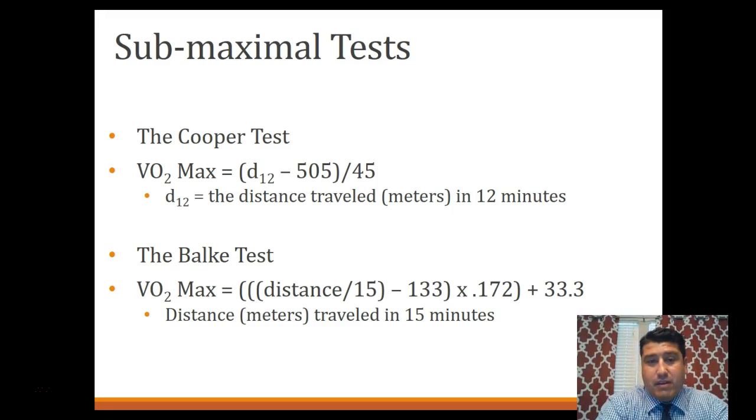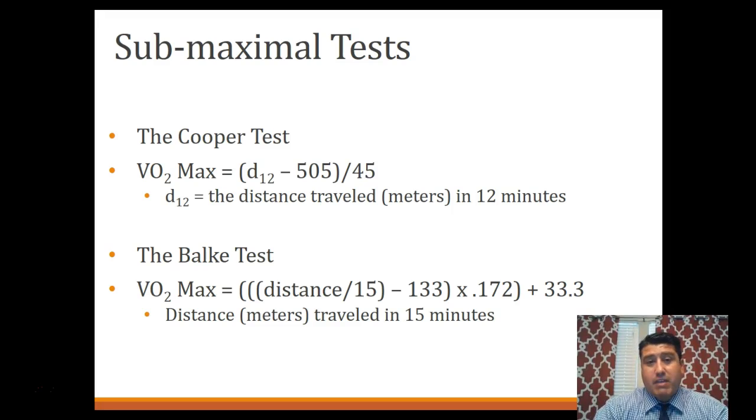Okay, so your assignment for next Tuesday is to complete this equation. I want you to go out for a jog and determine how far you run in 12 minutes. Now if you measure it in miles, that's fine. I don't know that you measure in meters. Some of you will, so you don't have to do any work. If you measure it in miles or feet or whatever, you're going to have to convert to meters. So whatever that conversion to meters is, you input that distance into the equation, and then you subtract 505. You'll get an answer, and that number you divide by 45. And that'll give you your VO2 max.